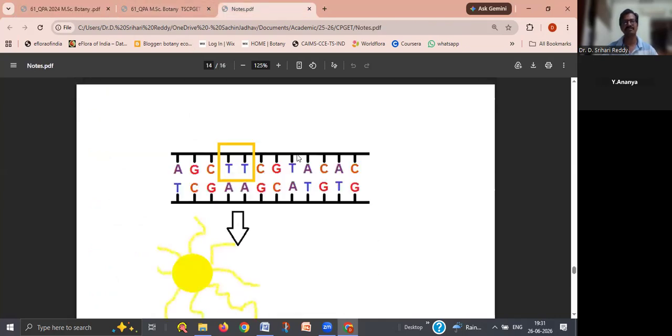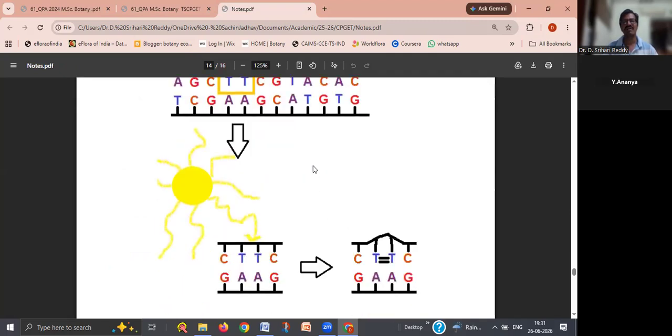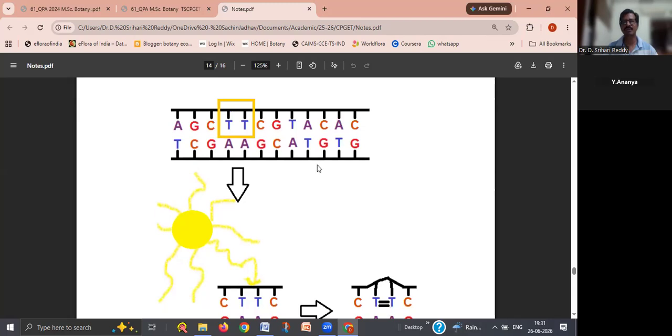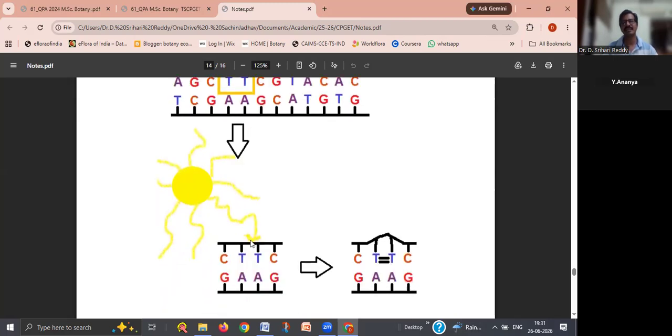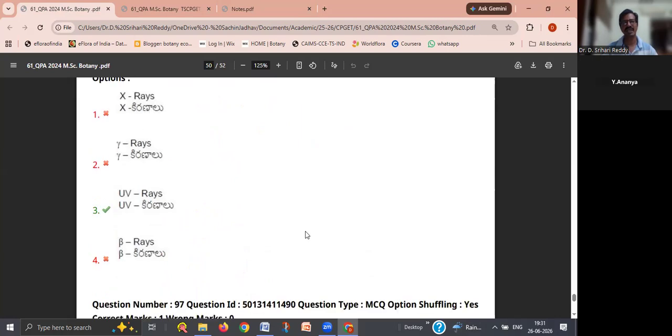Here you see in the double-stranded DNA, the thymines next to each other in a sequence. When these DNAs are exposed to UV radiation, the two thymines are linked and form a dimer called a thymine dimer due to the UV radiation. So that is the right answer. Thymine dimers are formed due to exposure to UV rays. Okay, next.